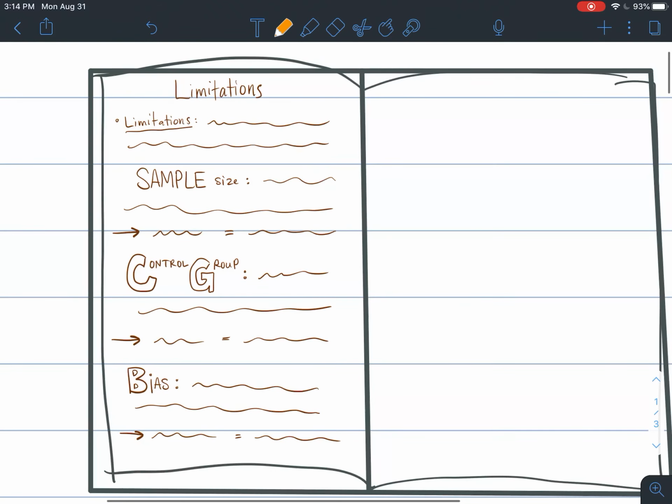Today we're going to learn about limitations of science experiments, or limitations of things that could cause changes or issues in science experiments. So go ahead and title your page Limitations. We're going to define what a limitation is, and then we're going to look at 3 different examples of types of things that can limit the quality of a science experiment. We'll look at sample size, a control group, and then also bias.